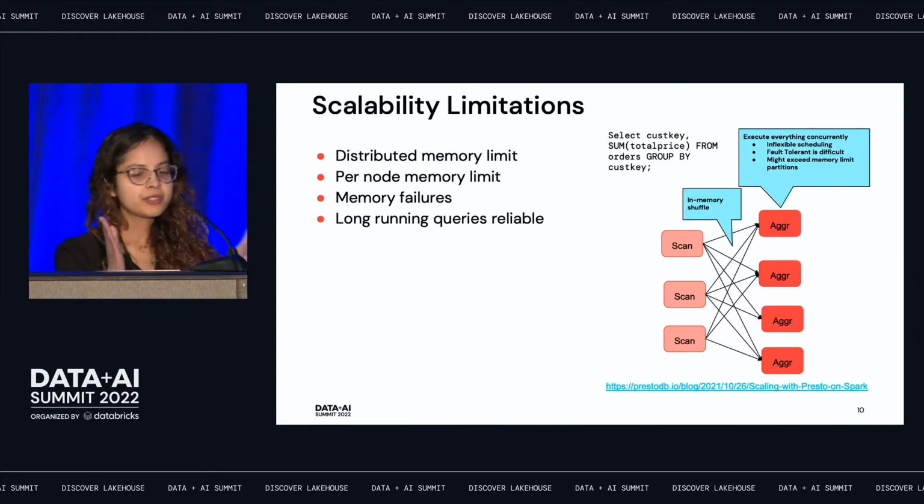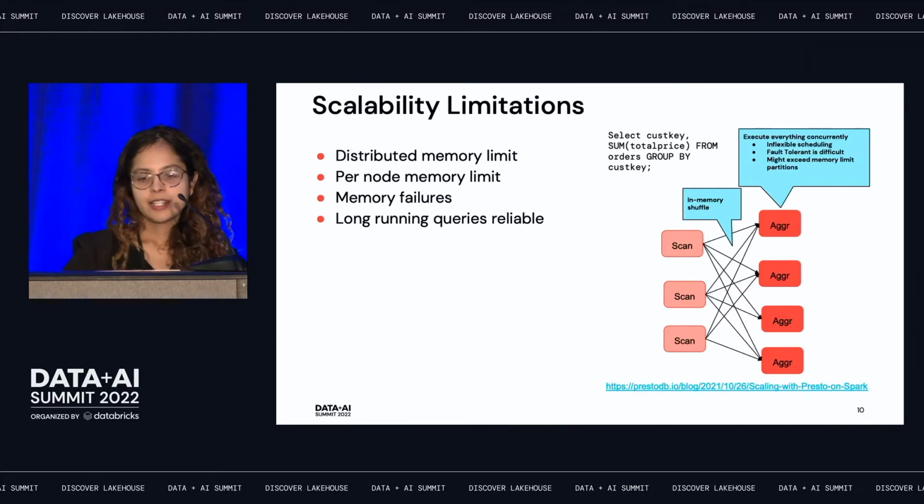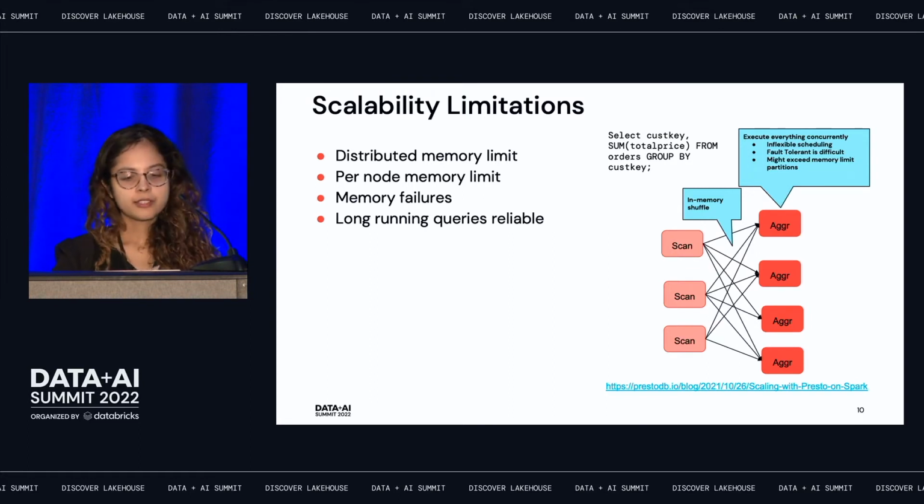But then you come to the scalability limitations. I'll try to explain those with a query. This query goes over the TPCH orders table and is doing a group by on the customer key. As I mentioned, Presto does in-memory streaming shuffle. That means it has to move all the data continuously from the mappers to the reducers.